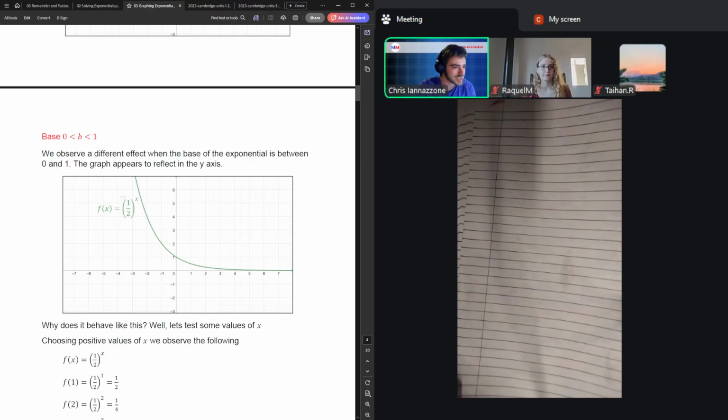But where you get a more drastic change is when the base goes between 0 and 1. Suddenly, you get what is essentially a flip across the y-axis. It is another way to reflect in the y.